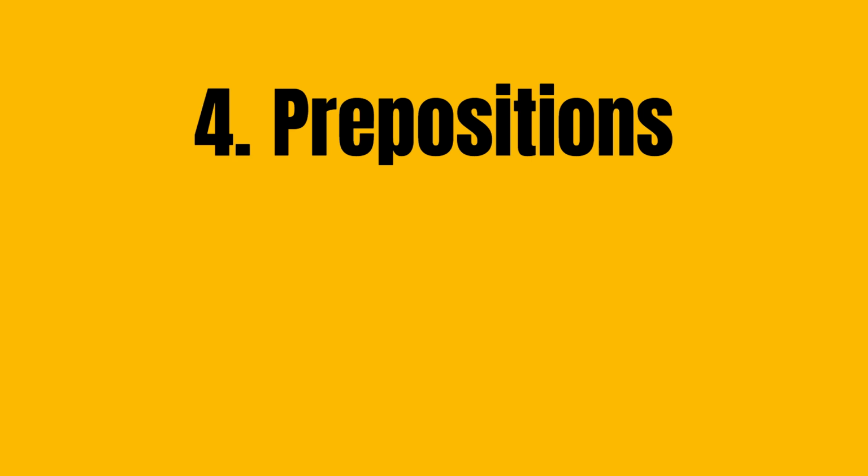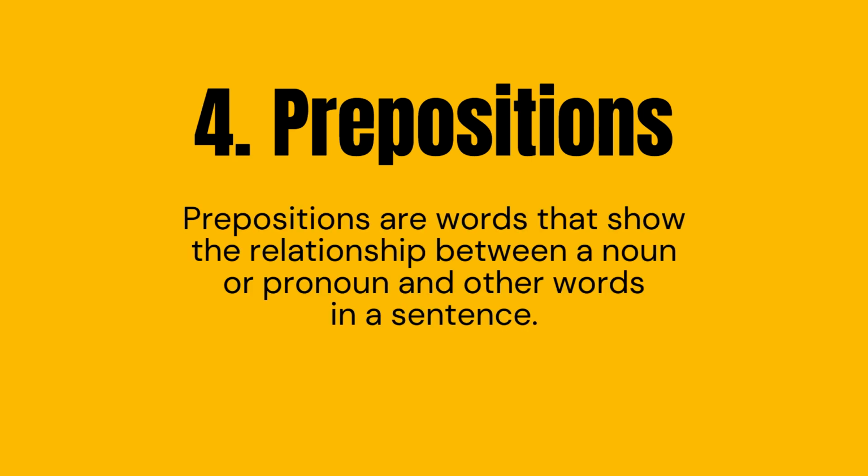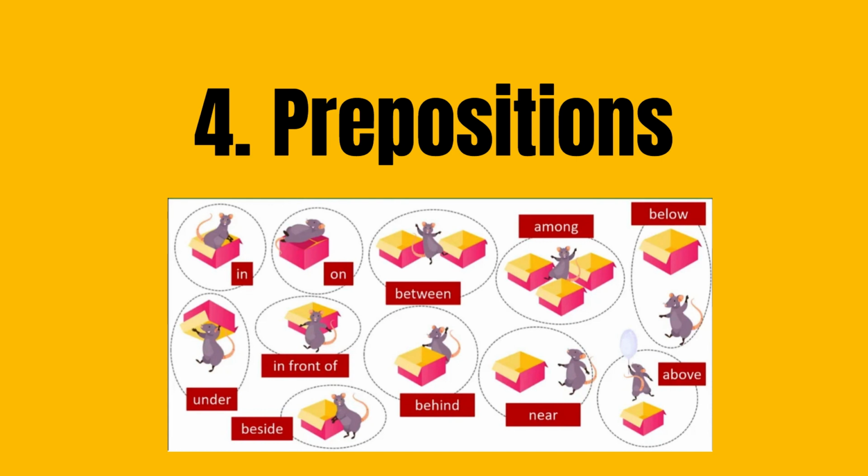Prepositions. Prepositions are words that show the relationship between a noun or pronoun and other words in a sentence. They are important because they can completely change the meaning of a sentence. For example, the cat is in the box means something different from the cat is on the box. Using prepositions correctly can make your writing more accurate and understandable.